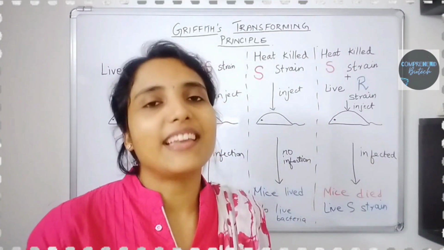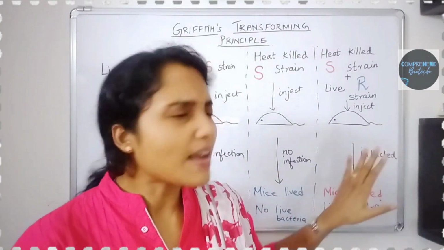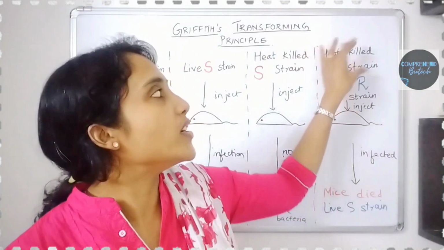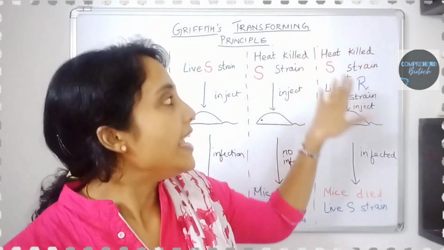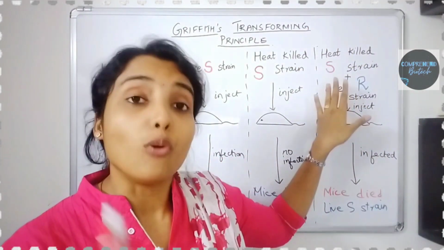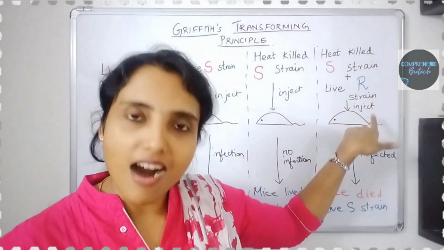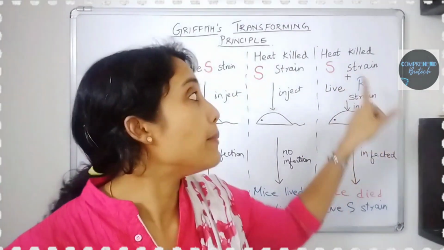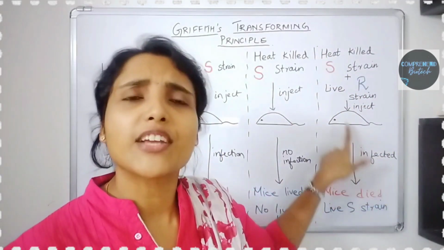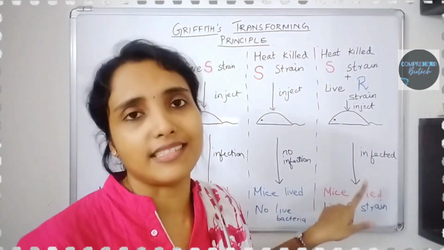So that is where he actually discovered that something was transferred from this particular S strain into the live R strain, which transformed the R strain into the virulent type S. And it caused infection in these poor mice, and his mice died.